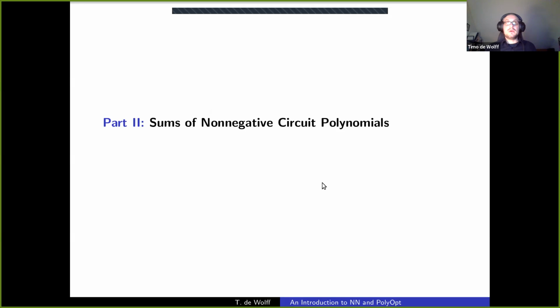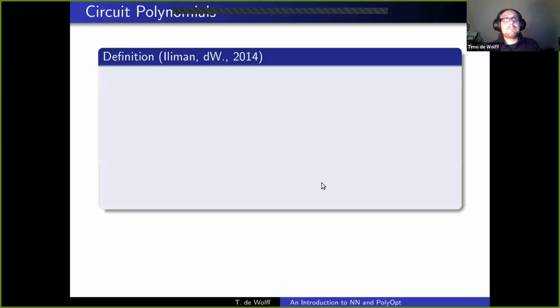Okay, so then let me go on. Our idea was to say, well, maybe there is another meaningful way to introduce a certificate of non-negativity. One can use sums of squares, and of course they seem very natural to use, but maybe they're not the only way to do it. The idea that we had was to use these sums of non-negative circuits, and the building block is what we call a circuit polynomial, which I want to introduce now.